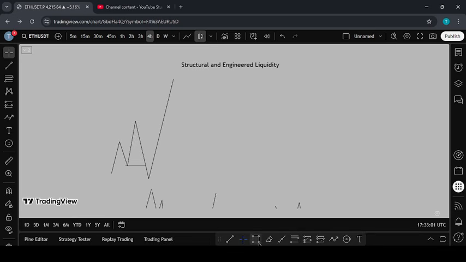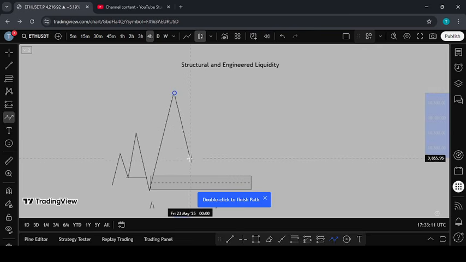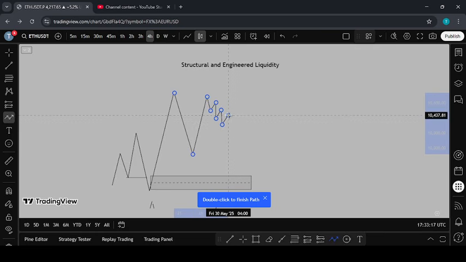We need to wait for market to create a form of what? Engineered liquidity, right? How would market do that? Market needs to come, make a move towards our point of interest, engineer liquidity, create a form of inducement, right? Create a form of retracement. This is the form of inducement now. It will come like this, right?